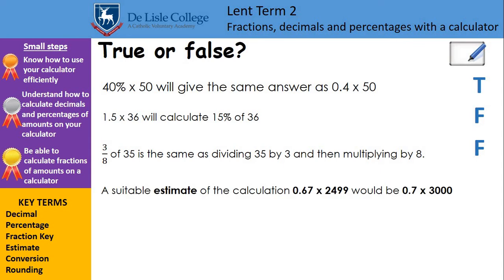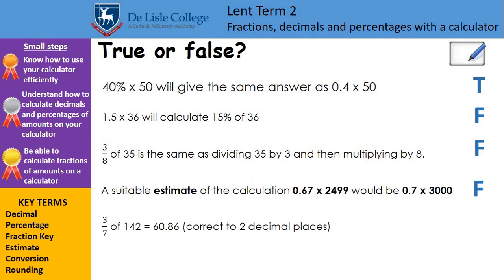A suitable estimate of the calculation 0.67 times 2,499 would be 0.7 times 3,000. Is that true or false? That's false, because while we've got the rounding of the first part correct, the second part should really be rounded down to 2,000.